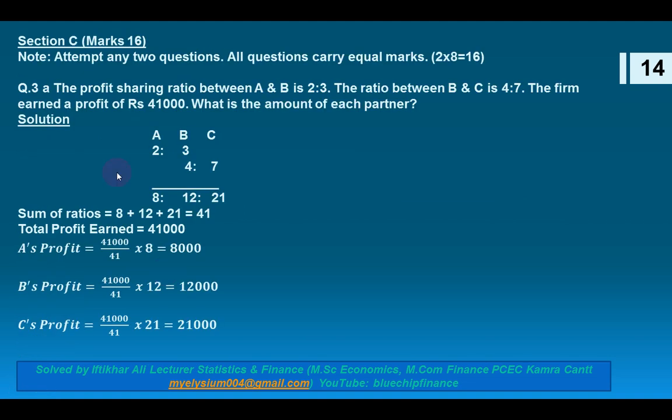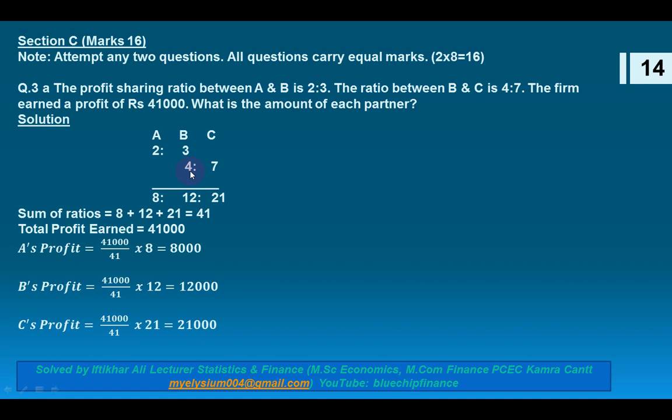Now we come to the C section, in which you are allowed to attempt any 2 questions. All questions carry equal marks. The first question is that the profit sharing ratio between A and B is 2:3. So 2:3 will be placed here. The ratio between B and C is 4:7. B and C 4:7. So we place 4 and 7 here.